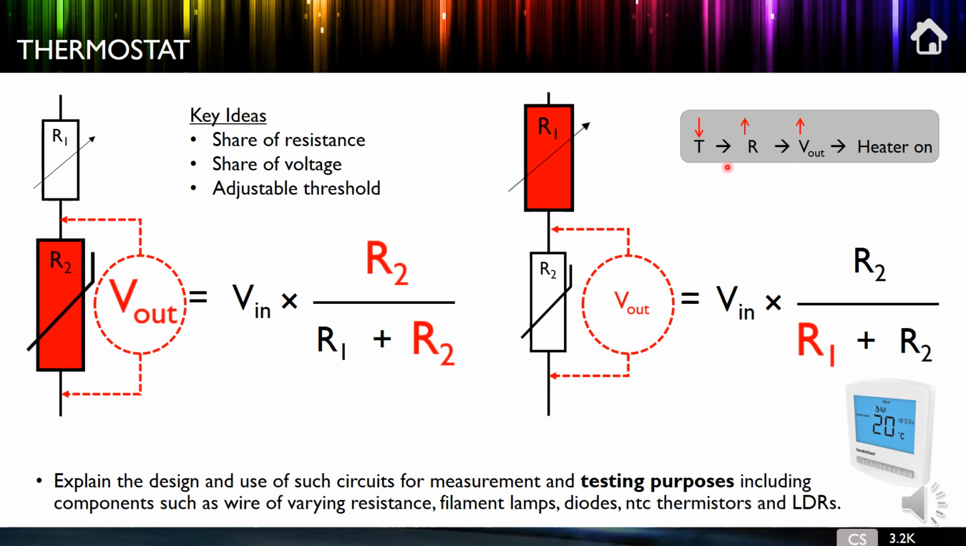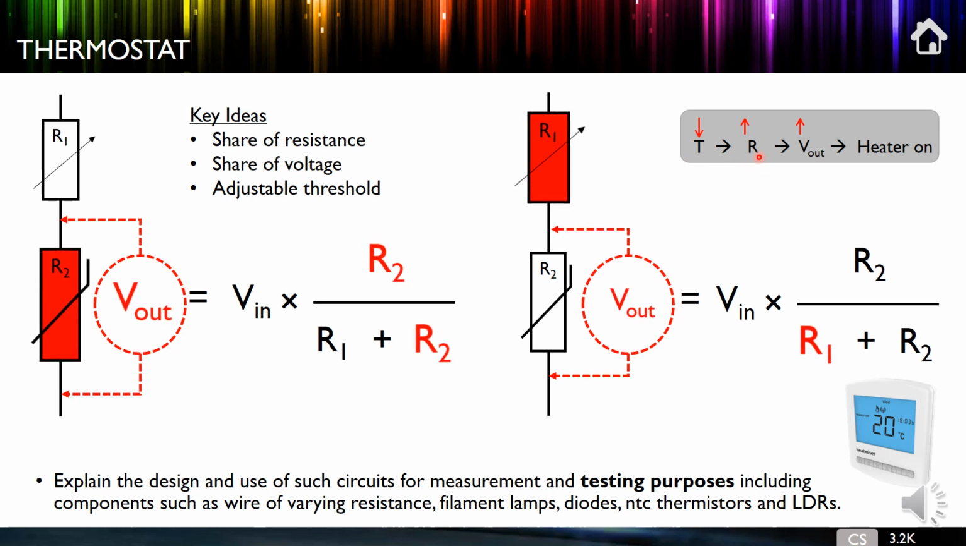So if temperature goes down, the resistance of the thermistor will go up, and the V out will also increase, and that might typically switch a heater on.